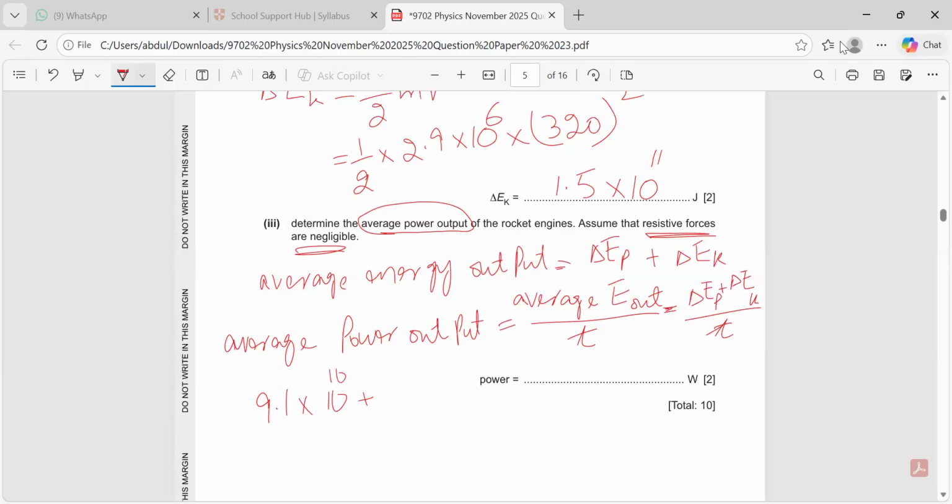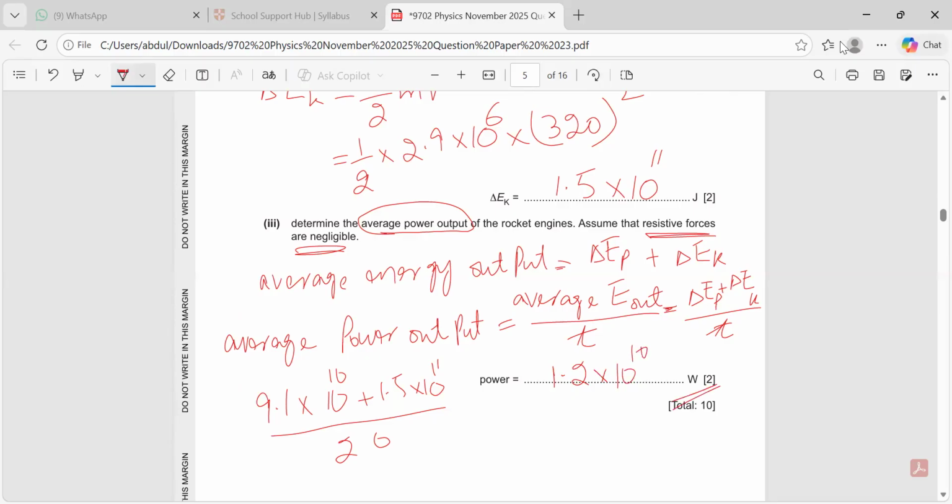What is average kinetic energy? Gain in potential and kinetic energy. Gain in potential energy is 9.1 times 10 raised to power 11, and kinetic energy gain is 1.5 times 10 raised to power 11. And how much is the time? That is 20. And as we simplify, dear sons, it is 1.2 times 10 raised to power 10.